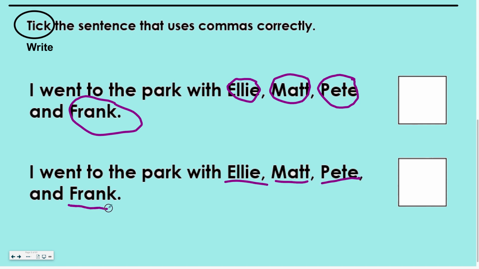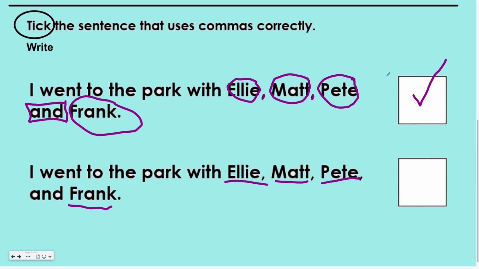Now remember, when we're looking at commas in a list, the commas go in between all the items apart from the last two, and that is when we have the word and. So let's check this one. I went to the park with Ellie, and look, the comma's in the correct place. Yes. Matt, yes. Pete and Frank. So between the last two people, Pete and Frank, I've got the word and.